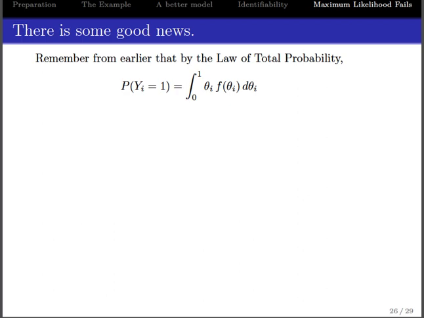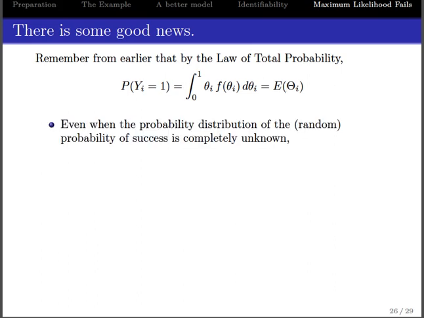There is some good news. By the law of total probability, the probability that yi equals 1 is this integral of theta times f of theta, and that is the expected value of theta. Maybe I'm not doing notation very well here. I made this a capital theta because it's a random variable, and I've been using the capital theta for the parameter space. Anyway, it's the expected value of the probability of success. It's the average probability of success in the population.